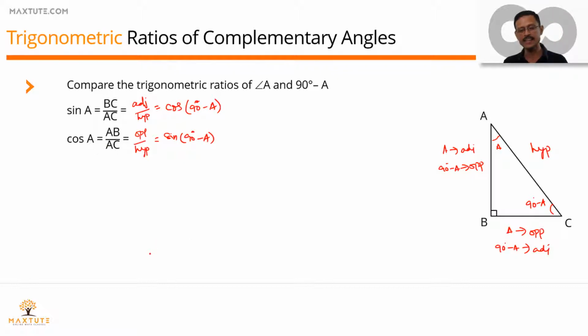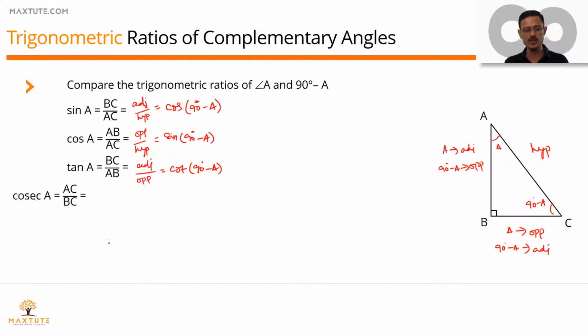Let's look at tan A. For A, we'll be looking at the opposite side divided by the adjacent side, which is BC by AB. What is BC when it comes to angle 90 minus A, or angle C? BC is the adjacent side. So it is the adjacent side divided by AB, which is the opposite side to 90 minus A. So adjacent side by opposite side. Opposite by adjacent is tan, so adjacent by opposite is cot. So cot of 90 minus A is what it turns out to be. So sin A is equal to cos of 90 minus A. Cos A is equal to sin of 90 minus A. Tan A is equal to cot of 90 minus A.